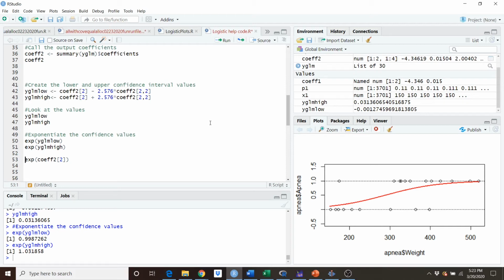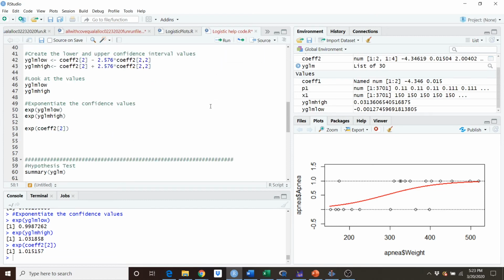So, our confidence statement is then going to be, we are 99% confident that our slope is going to be between 0.9987262 and 1.031858. Now, let's take a look at where our actual estimate lies. Well, it's at 1.01517. So, this should take care of our confidence intervals.